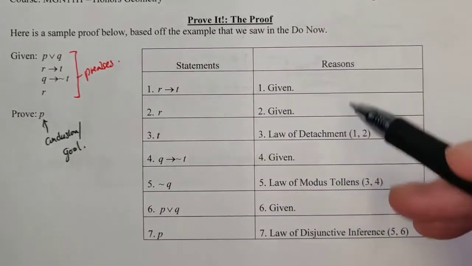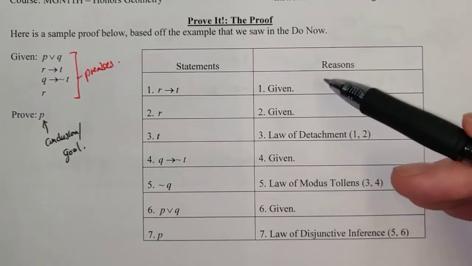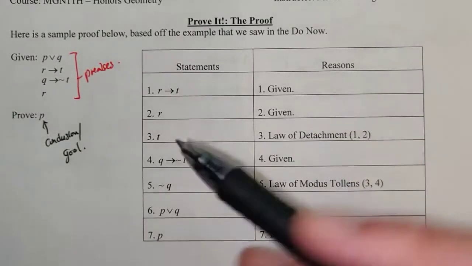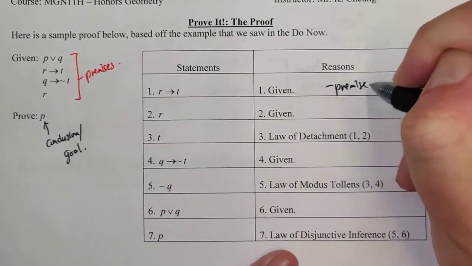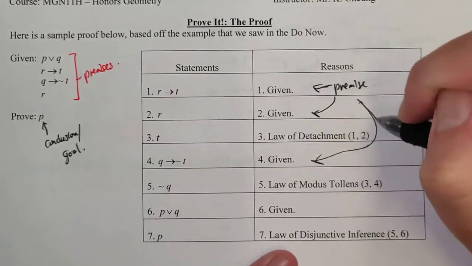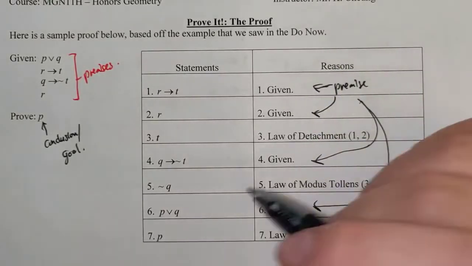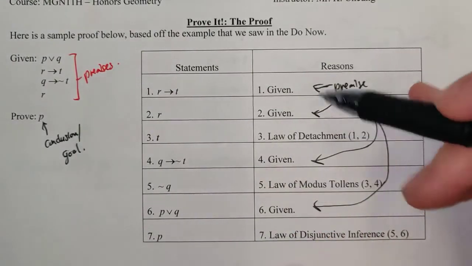If we focus on the reasons, they come in two flavors. They're either given, in which case it's because they were a premise. So notice that these are all premises: here's a premise and a premise and so on and so forth. Or there is a specific law that relates these statements together. You can notice how in this situation.